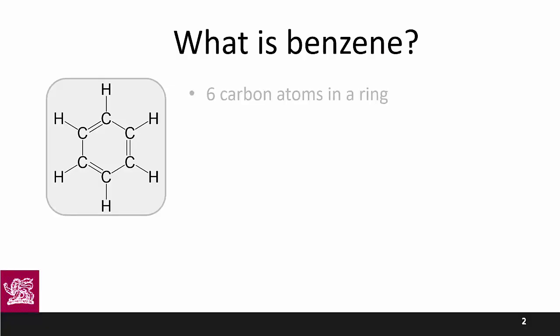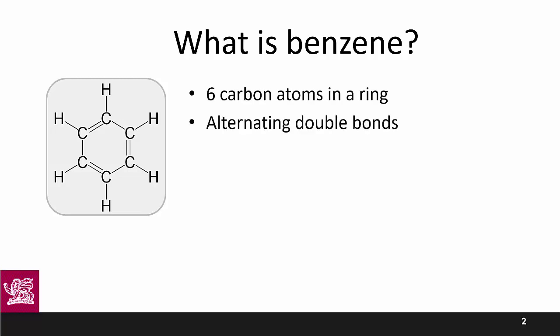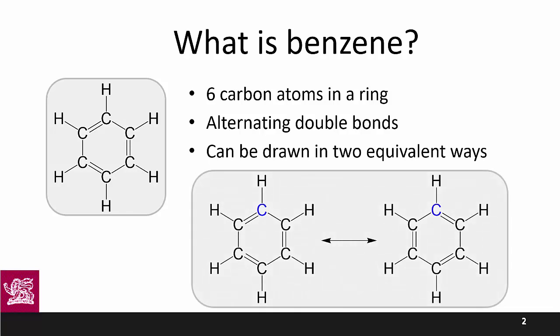You can see that it is 6 carbons in a cyclic formation with alternating double and single bonds. Each carbon is attached to a single hydrogen and 2 other carbons. There are 2 different ways to draw this structure. I've got some helper structures here.